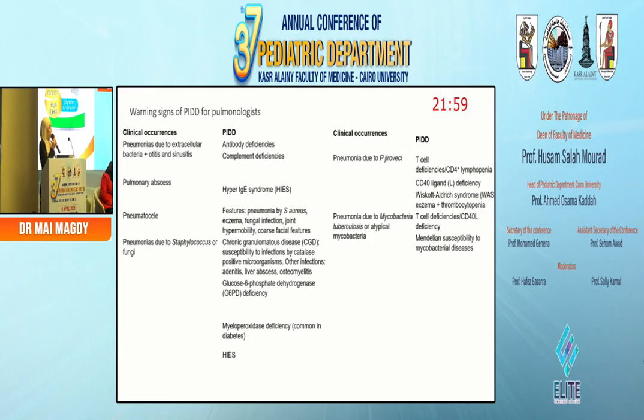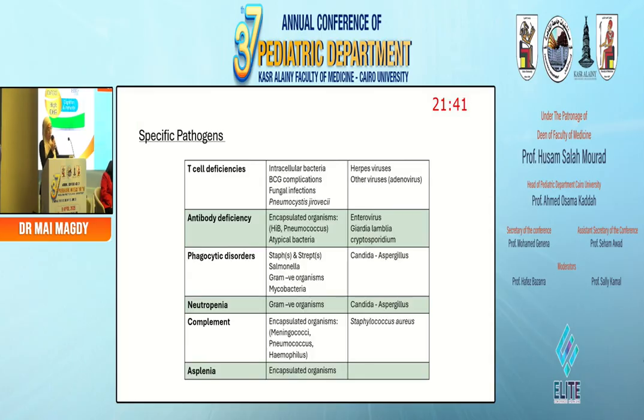Okay, here there are some warning signs, clinical signs, for pulmonologists to think about inborn errors of immunity. Pneumonias with extracellular bacteria, pneumonias with mycobacterium, recurrent fungal infection, pneumatoceles. And those are the specific pathogens that could be seen in patients with inborn errors of immunity.